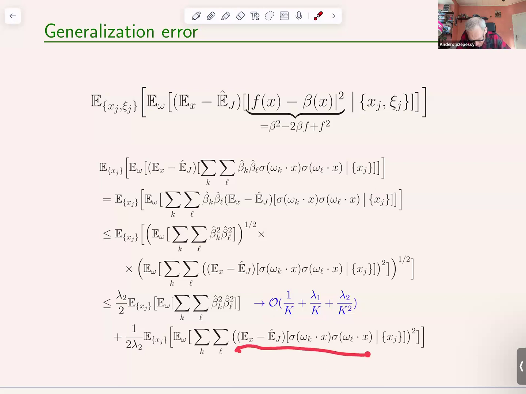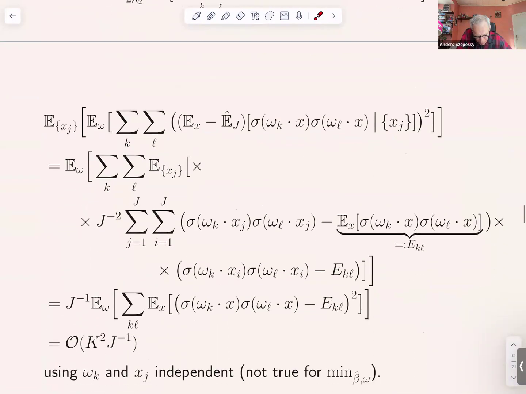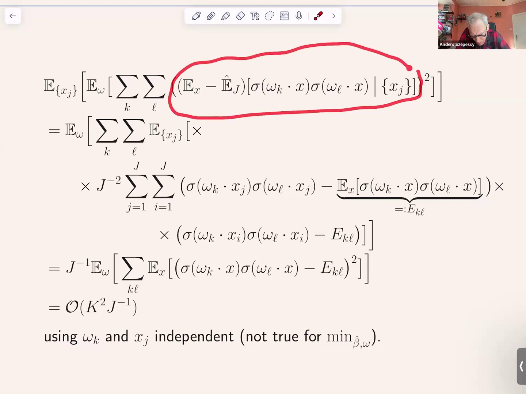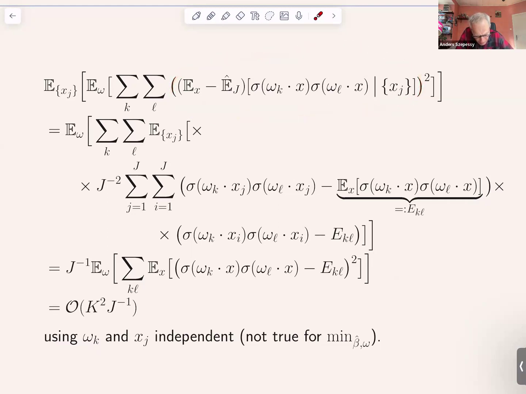Here we have the square and 1 over lambda downstairs now. This comes in the next slide here. So here is the square term, and then the integration with the sum over k and L and integration.